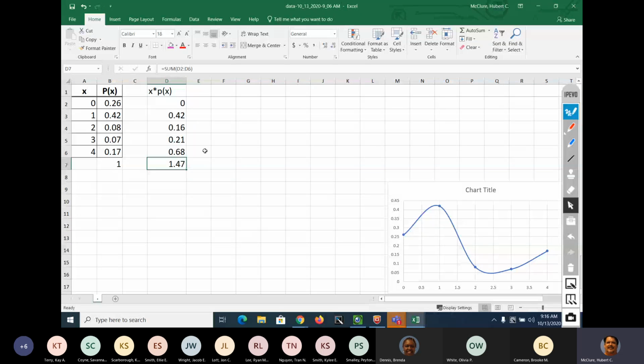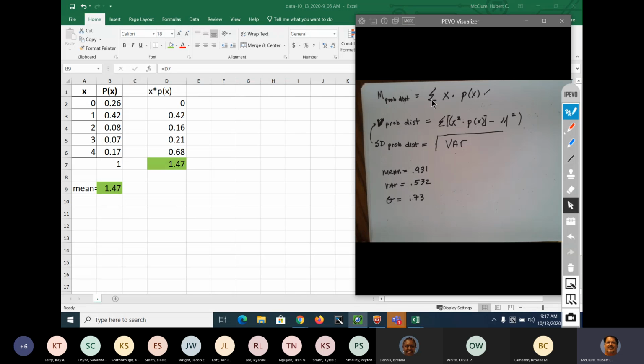We're going to put that in green because that's our mean. Mean is equal to 1.47. And all I did was read my formula: summation of x times p of x. I did each one of them and added them up.